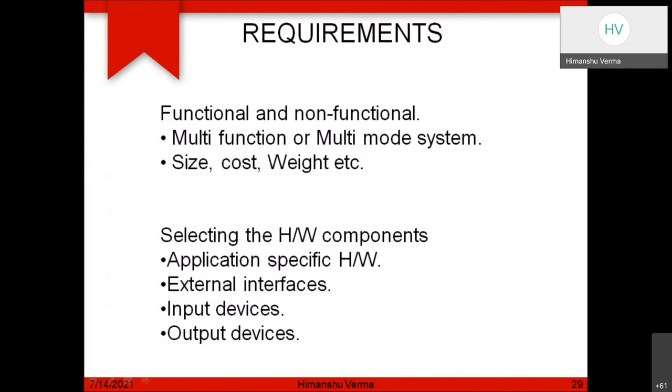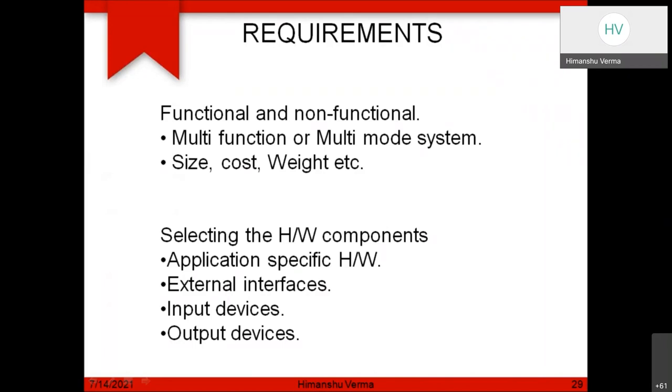Selecting the hardware components for an embedded system is again a task-specific job. So the designer has to select all the components according to the application, all the external components or interfaces, all the input devices or output devices. They all depend on those specific requirements.